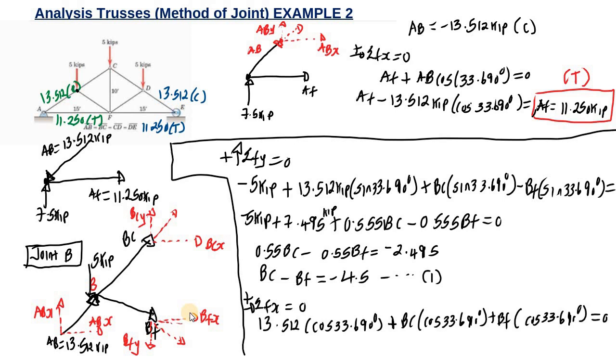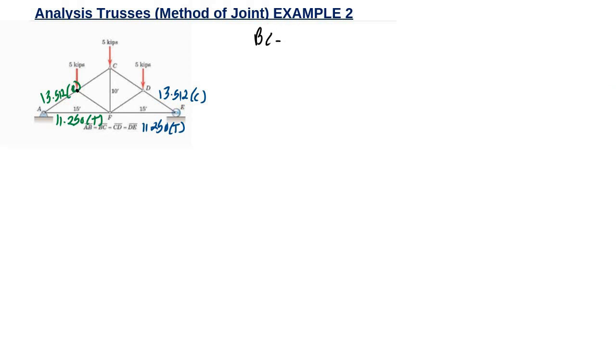If we calculate this, we have BC and BF as the unknowns, and we get the equation BC plus BF is equal to negative 13.5 kip. It is very easy to get this equation; all you need to do is calculate this. So this is equation 2. Now we are going to use these two equations to calculate BC and BF. The first equation is BC minus BF is equal to negative 4.5, and the second equation is BC plus BF is equal to negative 13.5, right?